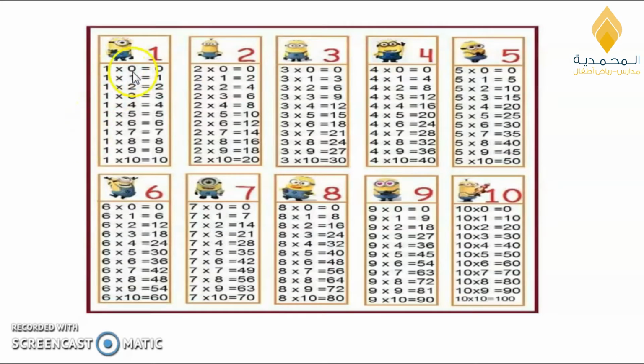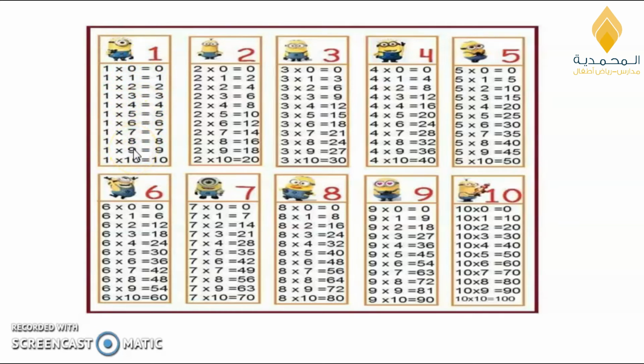1 times 0 is 0. 1 times 1 is 1. 1 times 2 is 2. 1 times 3 is 3. 1 times 4 is 4. 1 times 5 is 5. 1 times 6 is 6. 1 times 7 is 7. 1 times 8 is 8. 1 times 9 is 9. 1 times 10 is 10. As you can see, if I multiply any number by 1, it will give me the same factor or the same number.